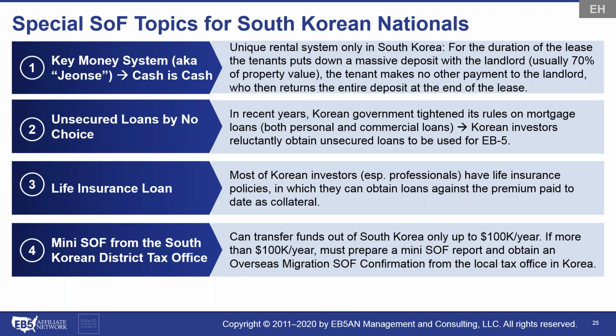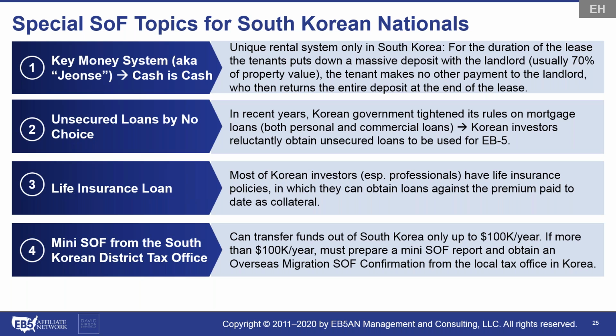Number two, unsecured loan by no choice. This is something that I explained. Because of the recent change, the Korean government tightening its rule on mortgage loans, people had to rely on unsecured loans, but it has worked. Some of our cases have already been approved, while other cases are still pending, but I'm very confident that these unsecured loans will be approved. Even with this appellate court's decision, I feel even more confident that unsecured loan is not an issue anymore.